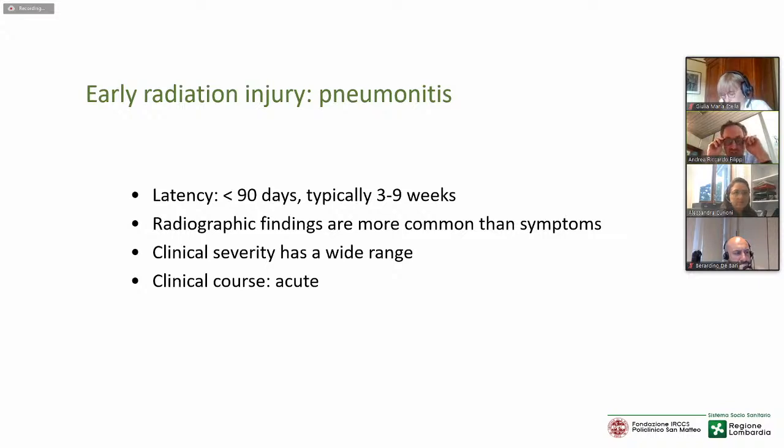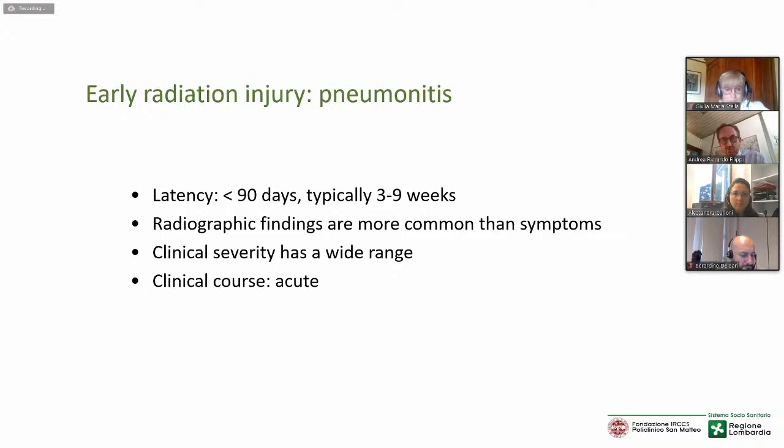An acute toxicity or subacute toxicity. The latency is less than 90 days from the end of radiation therapy, typically 3-9 weeks. Radiographic findings are much more common than symptoms because most of the patients do not actually develop a clinical syndrome, but the clinical severity has a very wide range, and the clinical course is typically acute.